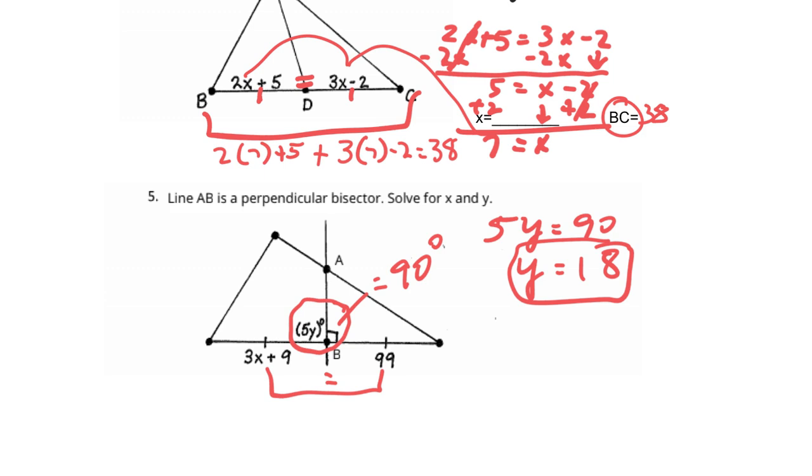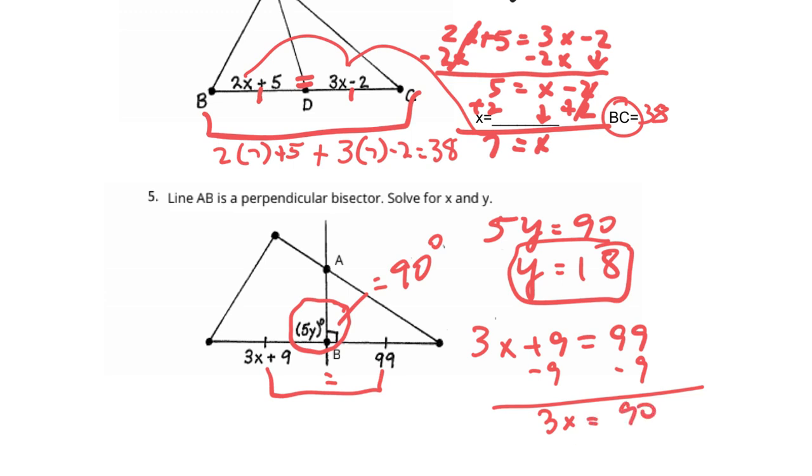So the other equation is going to be 3x plus 9 equals 99. If I subtract 9 from both sides, that gives me 3x is equal to 90. If I divide by 3, x is equal to 30. So those are the two answers, and they're not related.